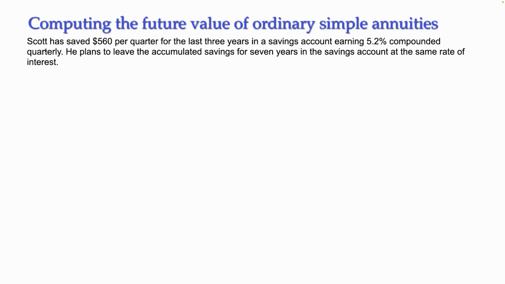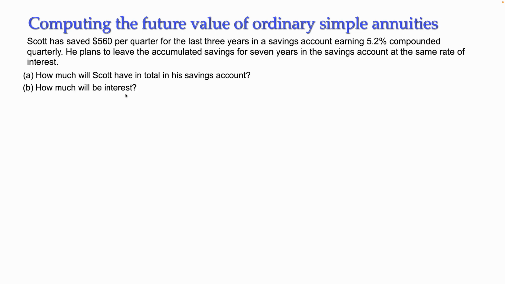The problem says this: Scott had saved $560 per quarter for the last 3 years in a saving account, earning 5.2% compounded quarterly. He plans to leave the accumulated saving for 7 years in the saving account at the same rate of interest. And the first question is, how much will Scott have in total in his saving account? And B, how much will be interest? So we are going to compute also the interest.